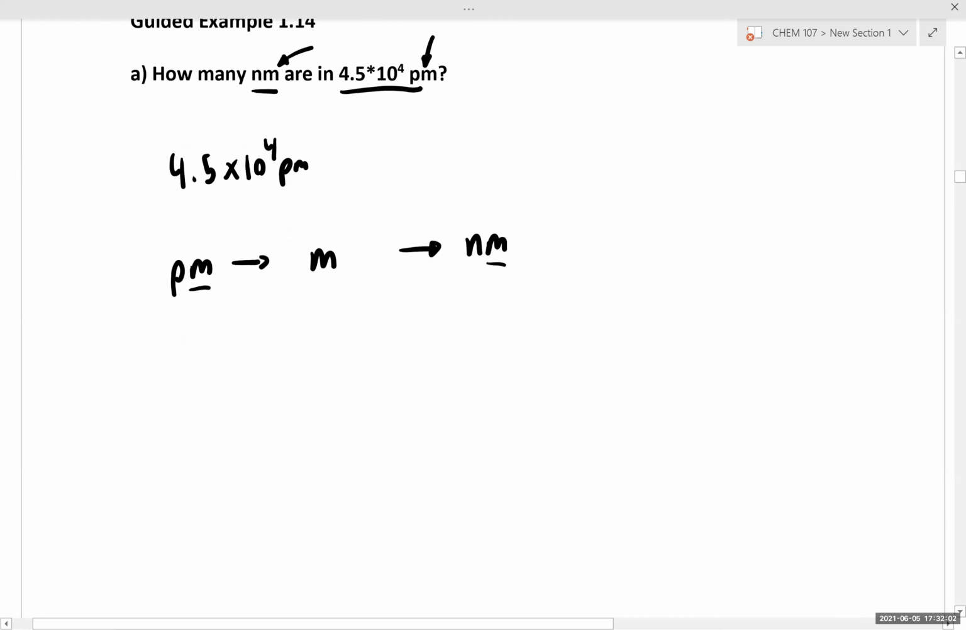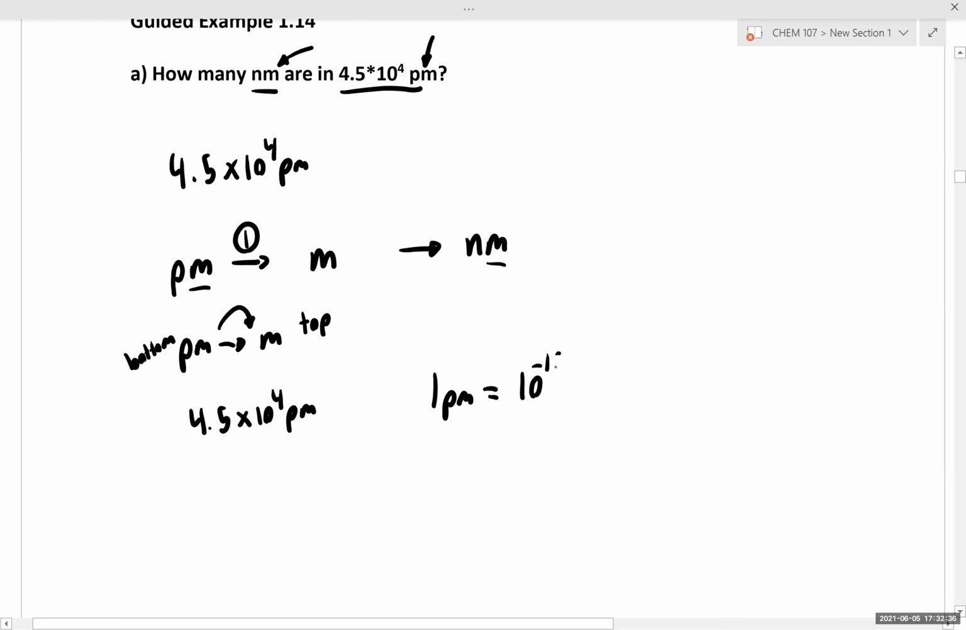Perfect. Okay, so let's just look at the first step now. I'm trying to go from picometers to meters. So we have 4.5 times 10 to the 4th picometers, and we're trying to convert this to meters. I'm going to draw my arrow. I want meters on top and picometers on the bottom of my unit conversion factor. And I know 1 picometer corresponds to 10 to the negative 12th meter.